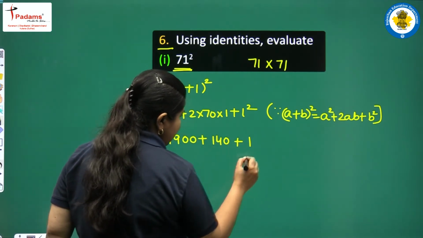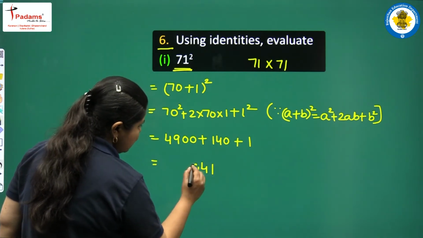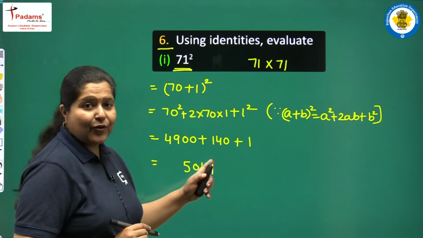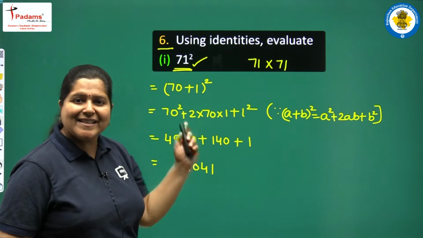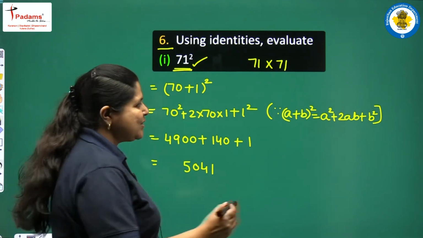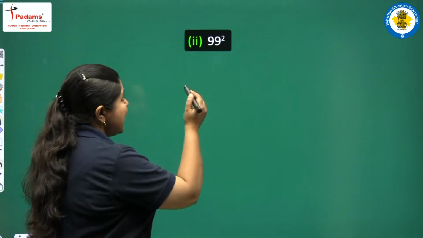Now simply add these three numbers. You will have 41 here, 0 and 5. 5041 is the square of 71. देखिए आप बिना मल्टीप्लाई किए जल्दी से हमने आंसर ले लिया just by using this algebraic identity. Clear? Next we have 99 स्क्वायर.